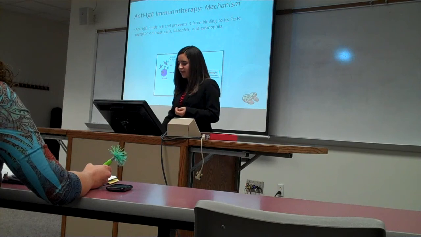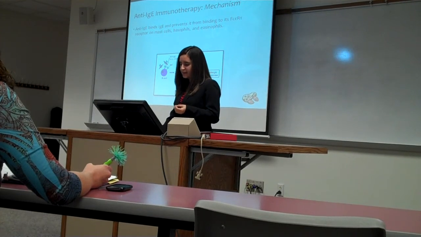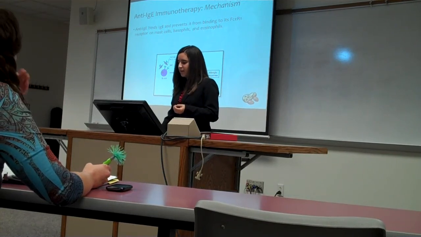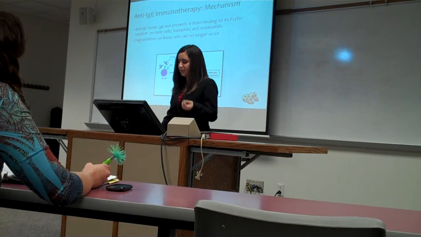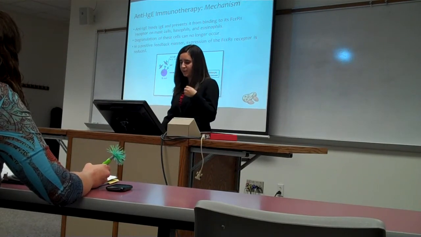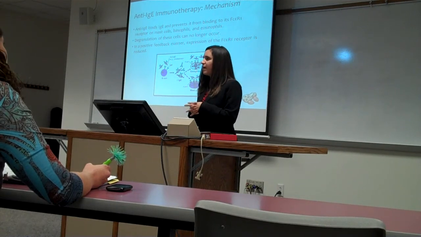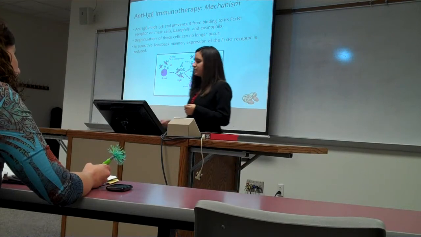Pictured here, we have anti-IgE. Omalizumab is the one drug that I mentioned earlier, but we can see how anti-IgE binds to IgE and prevents it from binding and eliciting the allergic response. The degranulation of the cells can no longer occur because they're not bound to proceed that signal pathway. And then also in a positive feedback manner, the receptor production is actually reduced when the binding is reduced.